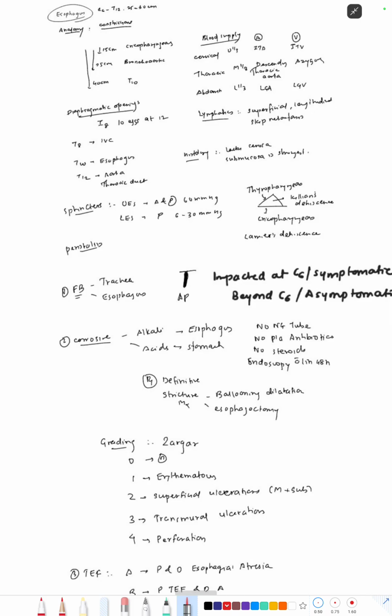So there are 4 anatomical constrictions and 3 surgical constrictions. The 3 surgical constrictions are at 15 centimeter, 25 centimeter and 40 centimeter distance from the upper central incisor. At 15 centimeter, the first constrictor is the cricopharyngeus, which is the narrowest portion of the esophagus. Then at 25 centimeter, there is a crossing of the left main bronchus and the aortic arch. And at 40 centimeter, it pierces the diaphragm at T10 level.